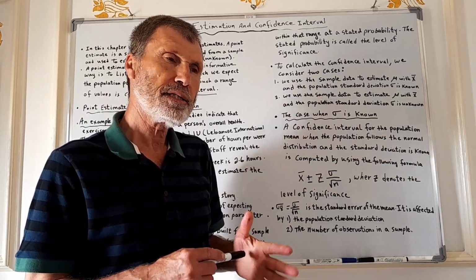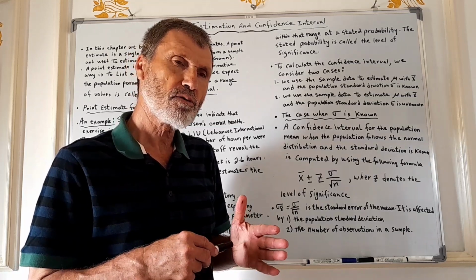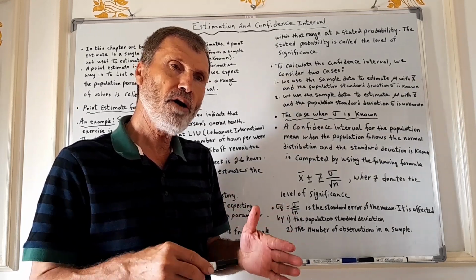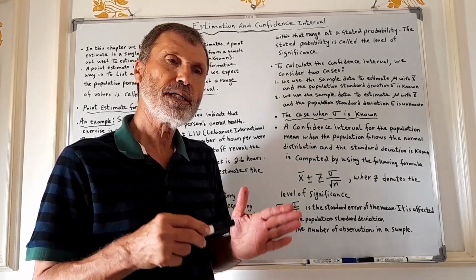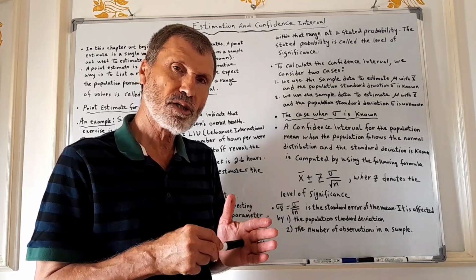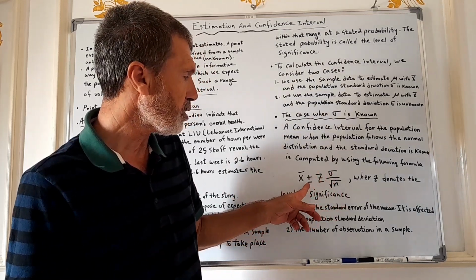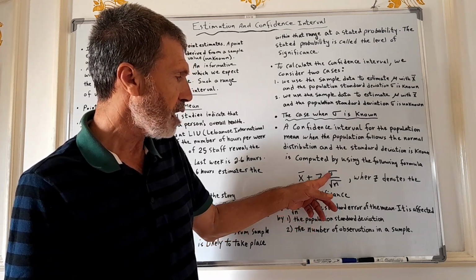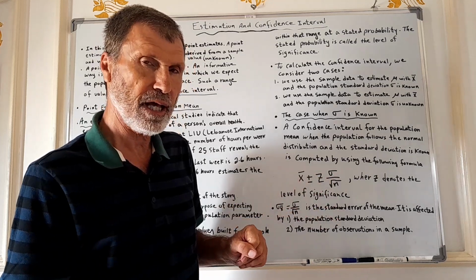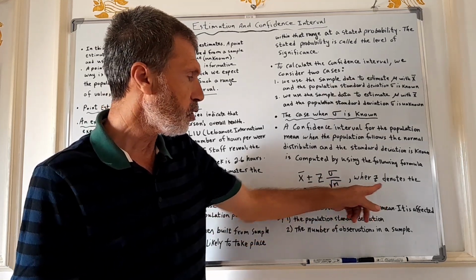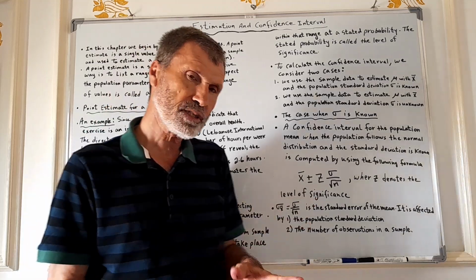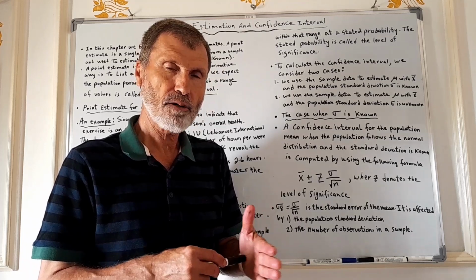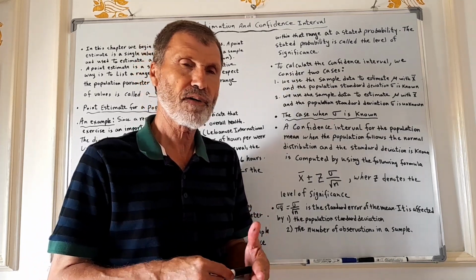So the formula for computing the confidence interval of the population mean when the population standard deviation is known is given by the following: X bar plus or minus z times sigma over radical n, where z denotes the level of significance. Of course, shortly I will show you how to calculate z for different levels of significance.